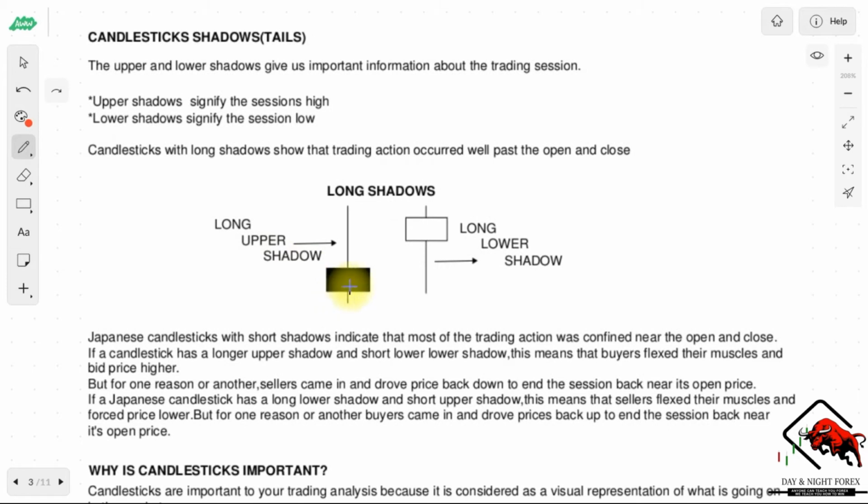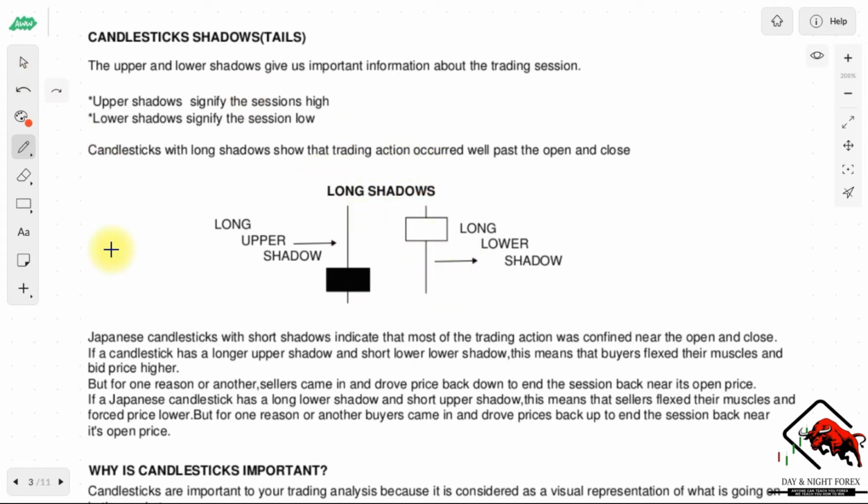Right now we're focusing on the long shadows of these candles, and it can be on either side or on both sides. As you can see, we have a bearish candle right here with the upper shadow as the longer shadow, and here on a bullish candlestick, we have the longer shadow at the bottom. We still have our upper shadows, but they're just a bit short. So right now we're focusing on our long shadows. Those are our long shadows over there.